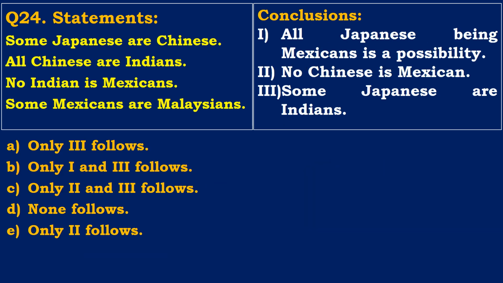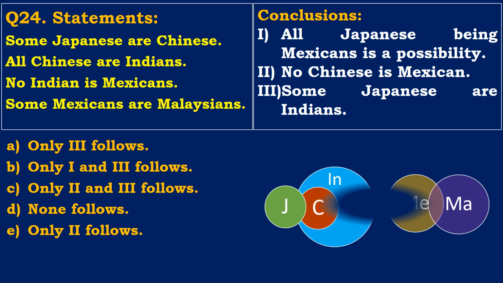Challenge 24. Some Japanese are Chinese. All Chinese are Indians. No Indian is Mexican. Some Mexicans are Malaysians. Conclusions: All Japanese being Mexicans is a possibility. No Chinese is Mexican. Some Japanese are Indians. According to the Venn diagram, there is no relationship between the Japanese and Mexicans. Hence, conclusion 1 is wrong.